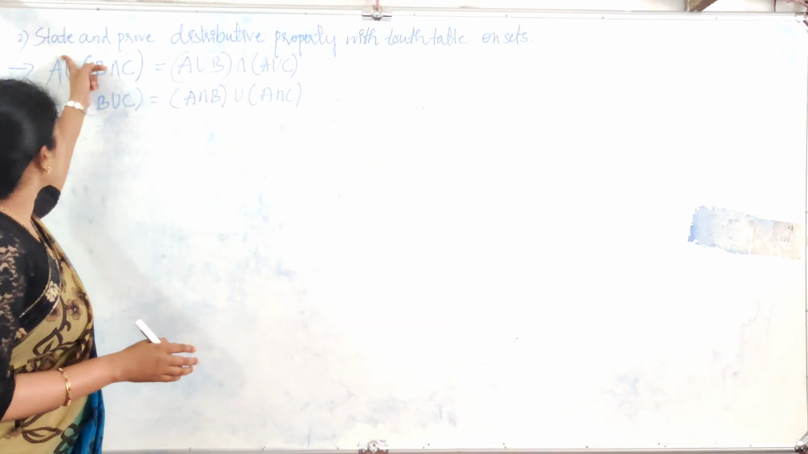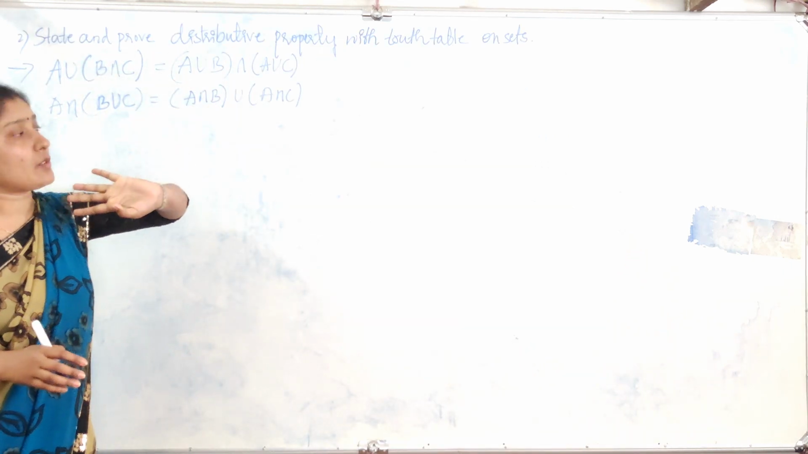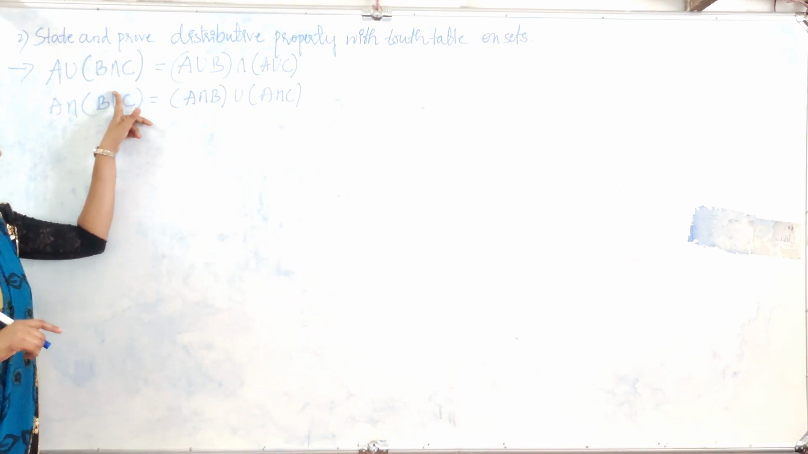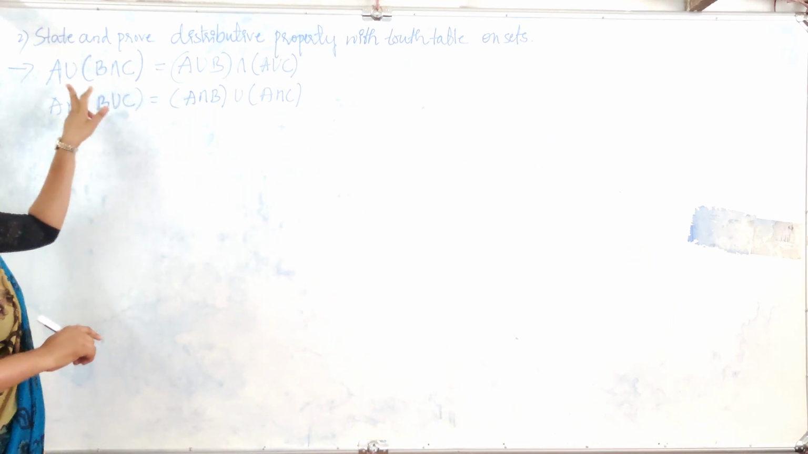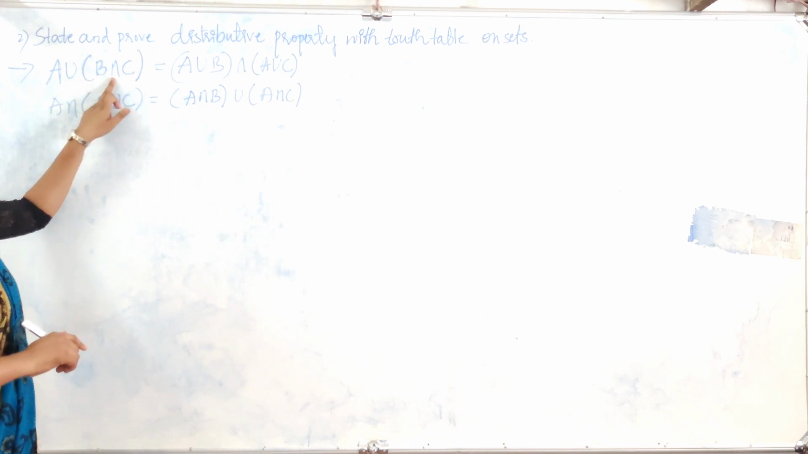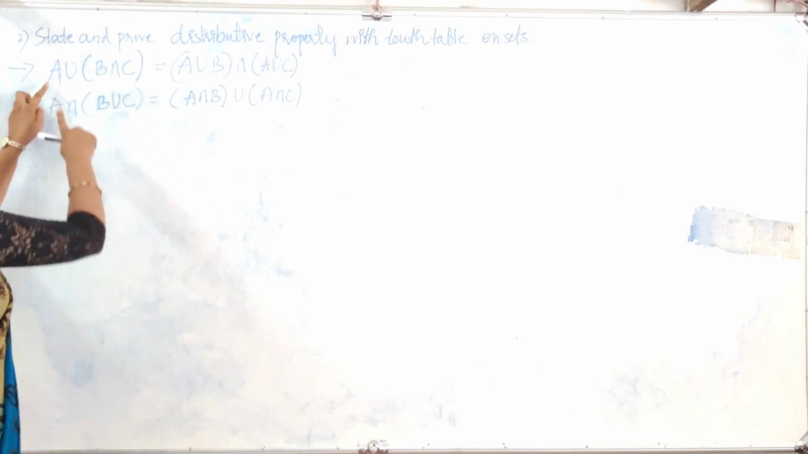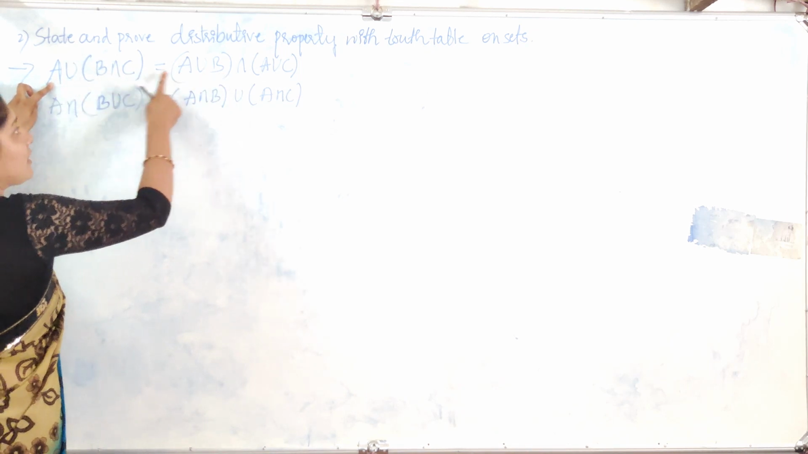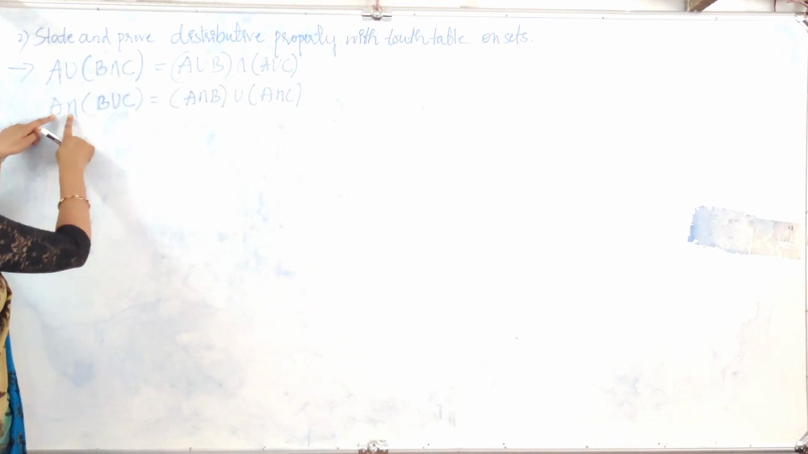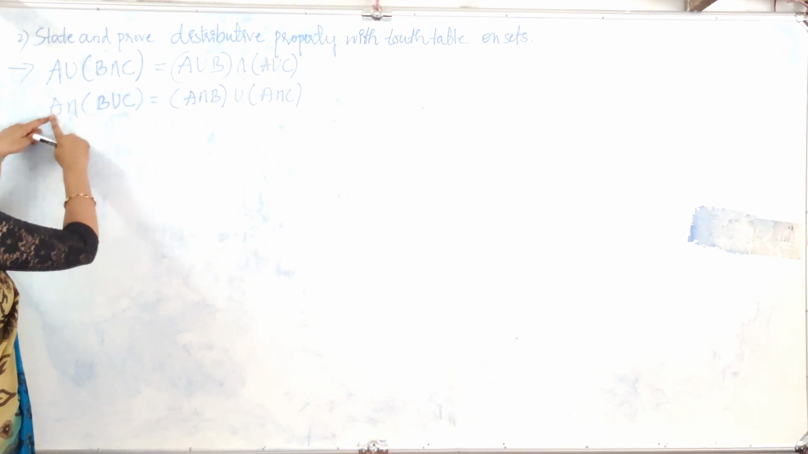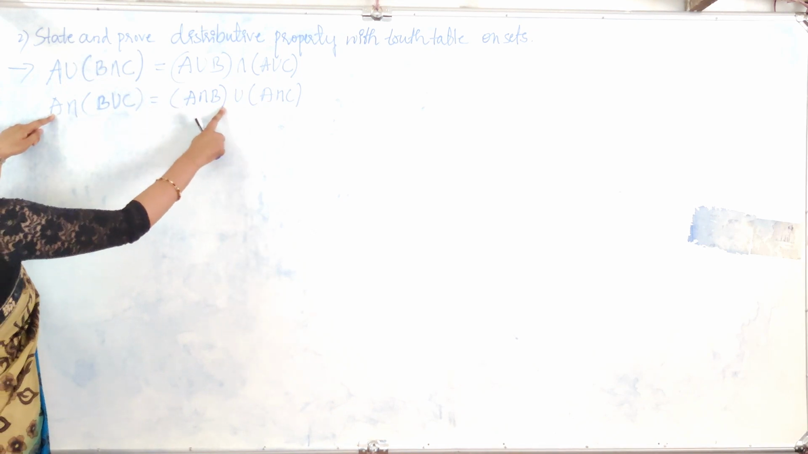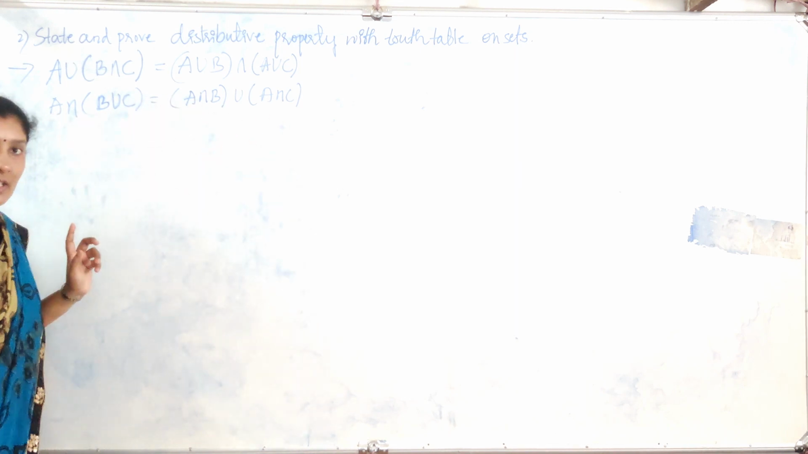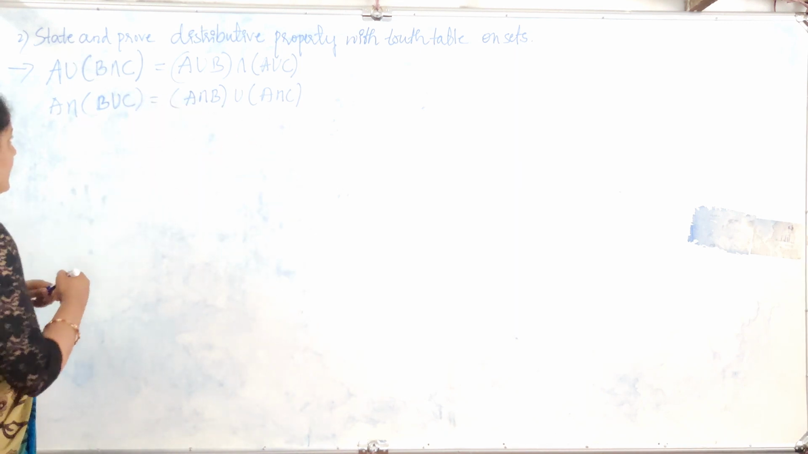The question is: state and prove the distributive property with truth table. So here we have the distributive properties, two we have actually. A union B intersection C will be A union B intersection A union C. Next, A intersection B union C will be A intersection B union A intersection C. So let me prove this first.